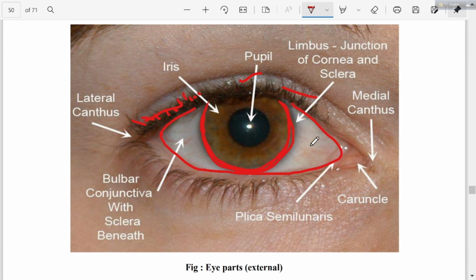This eyeball is located in the orbital cavity. This is the right eye, that's why this is the medial side of the eye, and this is the lateral side of the eye.